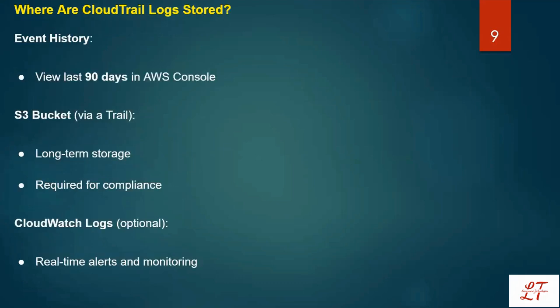So where are the CloudTrail logs being stored? They can be stored in event history, which we can view for the last 90 days in the AWS console. They can also be stored in S3 buckets for long-term storage, and in CloudWatch logs, which is optional and is used for real-time alerts and monitoring.